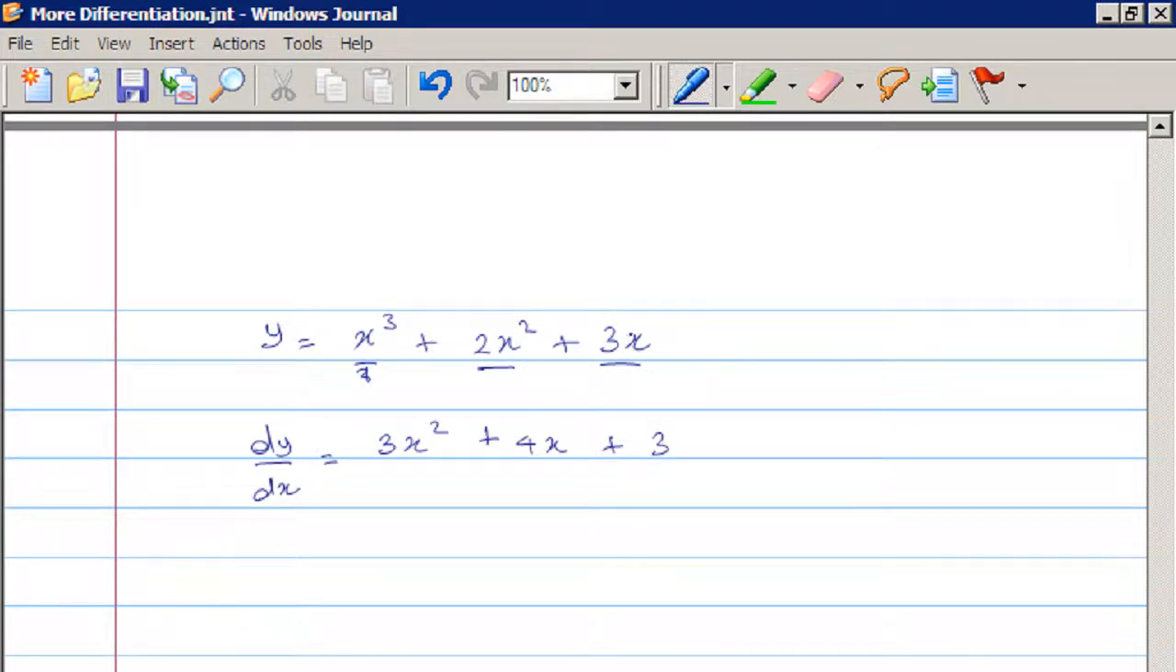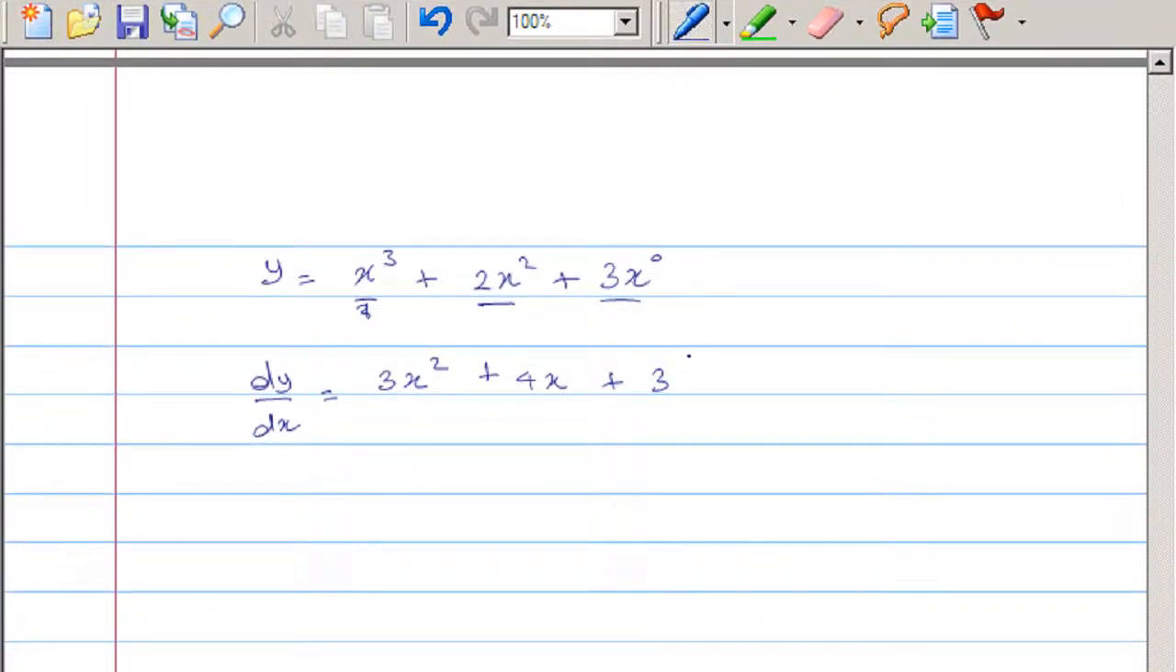And if you're wondering how did 3x become 3, you can think of the 3x as 3x to the power 1. And differentiating x to the power 1, I get 1 times x to the power 1 minus 1, which is x to the power 0. And x to the power 0 is equal to 1, so I just get the term 3.